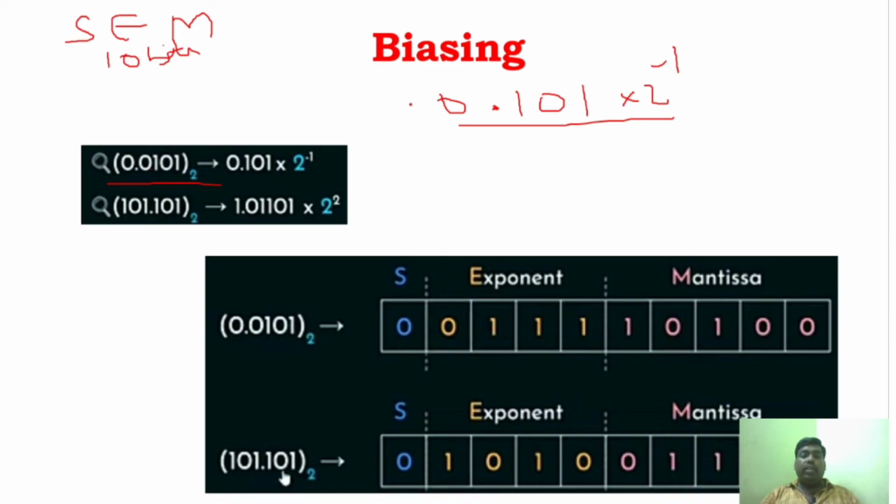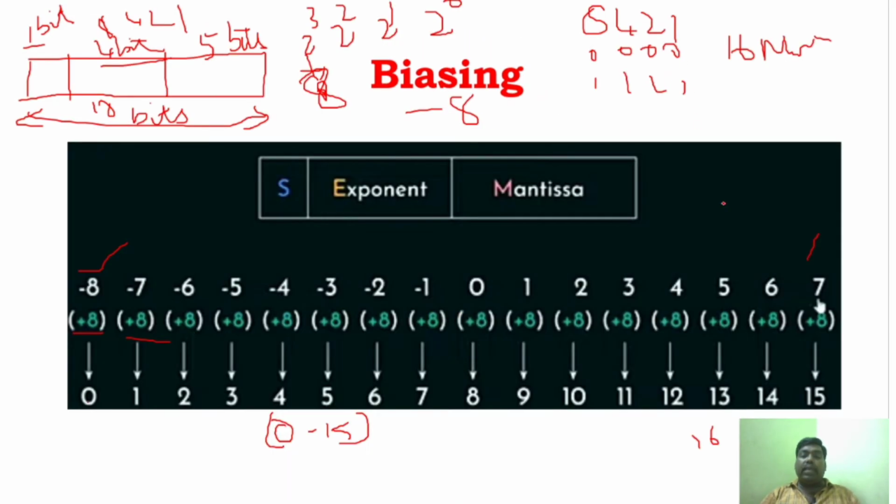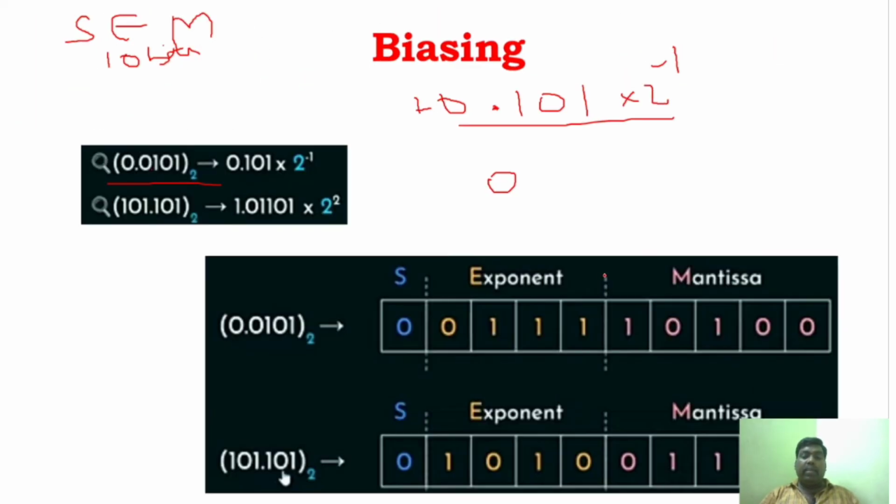Now how will I represent this number using floating point representation? You know it is a positive number, so the sign bit will be 0. And the exponent here, you can see it is 2 to the power of minus 1, so we use biasing. For minus 1, what is the value? Positive 7. How will you represent 7 in 8421 code? Because it is 4 bits, 7 is 0111.